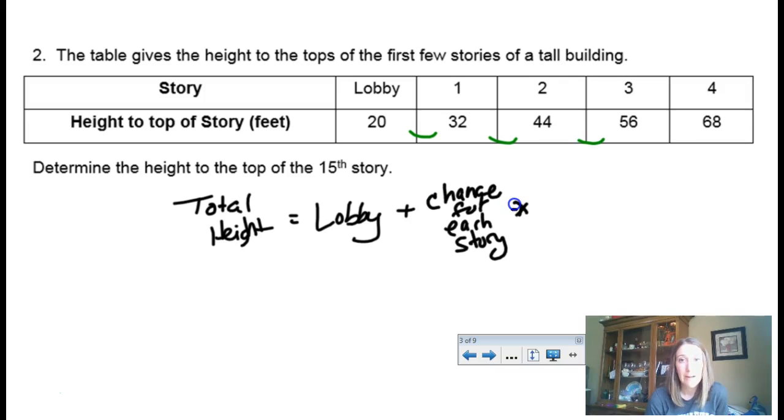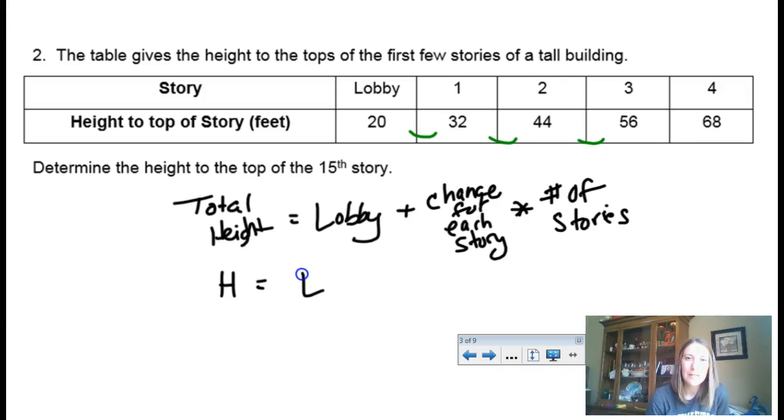But then you've got to figure out how many stories you actually went up, so by the number of stories. I know you're itching to just throw numbers into this. That's coming soon, don't worry. So total height H equals lobby plus total change for each story, making up whatever variables I want. That's the kind of cool thing about math. You can really do whatever you want. And then the number of stories.